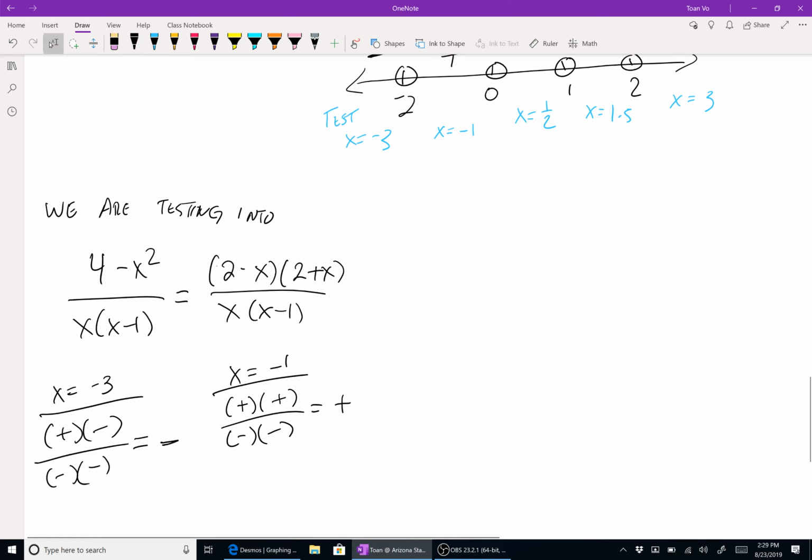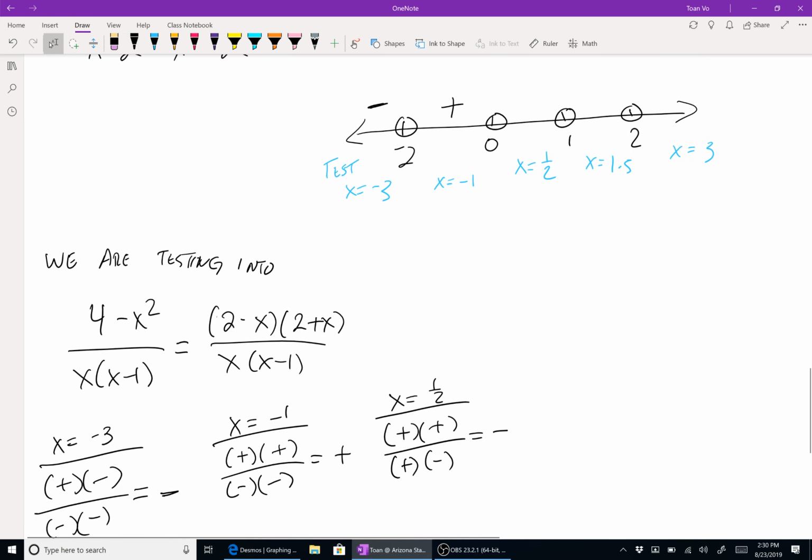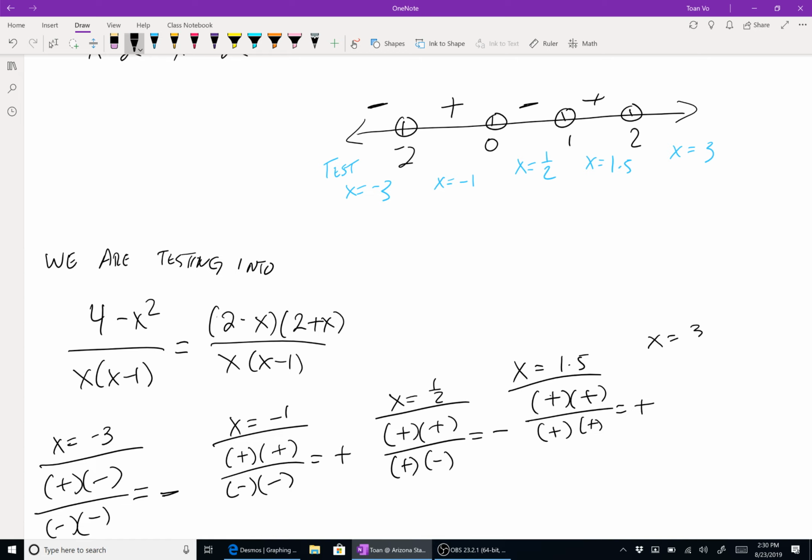Let's test 1/2. 2 minus a half is positive. 2 plus a half is positive. 1/2 by itself is positive. 1/2 minus 1, unfortunately, is a negative, ruining the whole thing. The whole thing is negative. Let's test 1.5. 2 minus 1.5 is positive. 2 plus 1.5 is positive. 1.5 by itself is positive. 1.5 minus 1 is positive. Positive all the way around. And testing x equals 3, we can probably hazard a guess. It's going to give us a negative, right? I got lazy. I skipped that one.